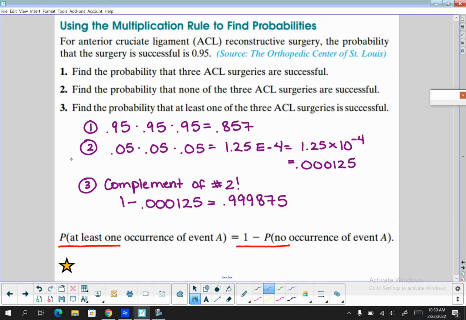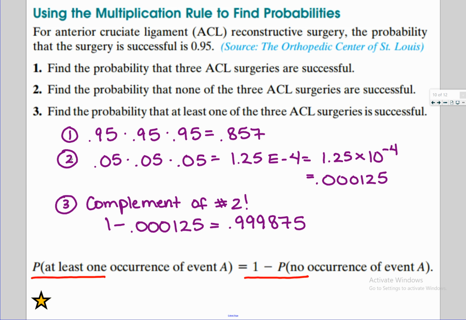All right, so 0.95 to the third power for the first one, you get 0.857. For the second one, 0.05 to the third power, which remember that e-4, if you're doing that in the graphing calculator, means times 10 to the -4th. So that decimal is 4 spaces to the left. So you get a really small decimal there. And then number 3 is tricky.